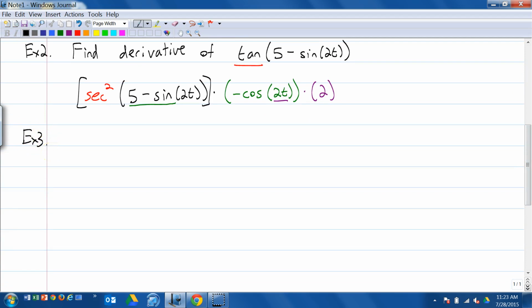example 3. I'll say I have y is equal to x over the square root of 1 minus x squared. So this kind of incorporates not only chain rule, but we're going to have to use product rule with chain rule, because I want to rewrite this so I can take the derivative of this. So I want to find the derivative, by the way.